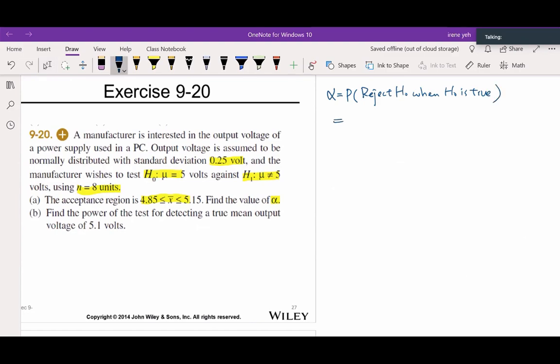In our hypothesis testing, when will we reject it? We reject it when my sample mean is out of the confidence interval. So it's either sample mean greater than the upper bound 5, or my sample mean is less than 4.85. When is my null hypothesis true? It is true when my population mean is 5.